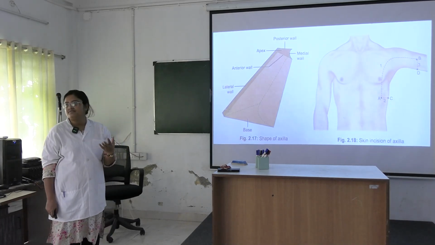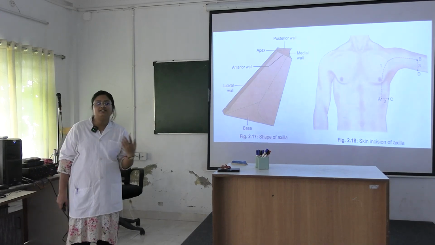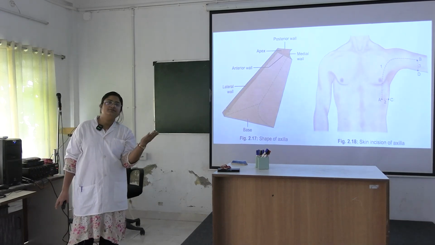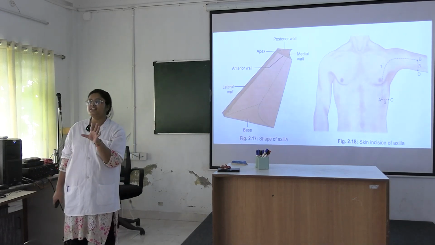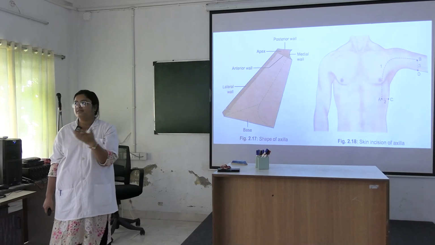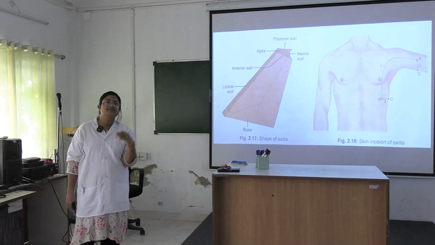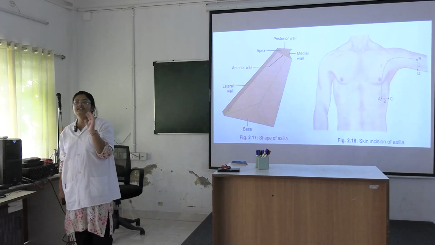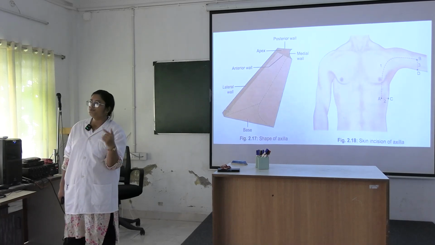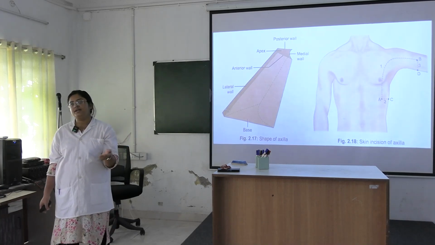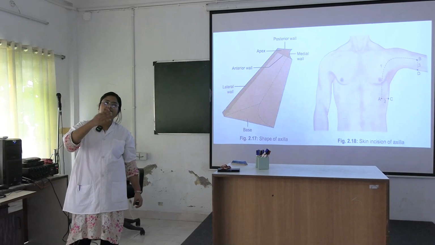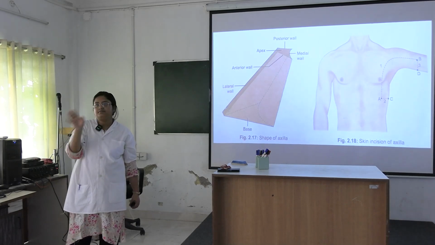After the skin you will get the superficial fascia. Within the superficial fascia you will get the cutaneous nerves, and also some pad of fat. That has been reflected. After that you will see the deep fascia, known as the axillary fascia. All that has been reflected together, up to the deep fascia.